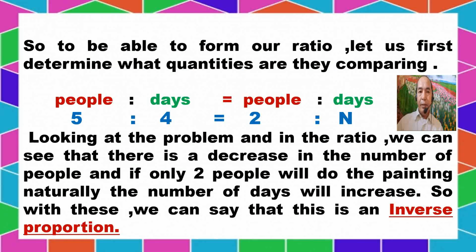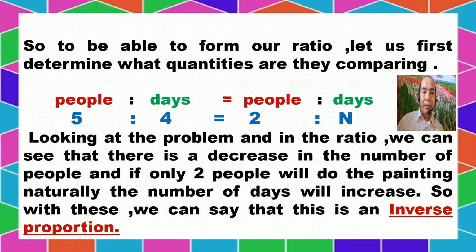So from 4 days, it might increase because there are only 2 people doing the painting. So let us now analyze so that we can determine what type of proportion we are dealing with. Looking at the problem and the ratio, we can see that there is a decrease in the number of people. So from 5 people, it was decreased into 2 people. So when only 2 people will do the painting, naturally the number of days will increase, because the work that can be done by 5 people will take longer if only 2 people will do the painting.